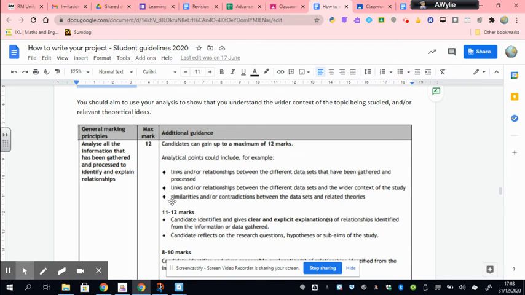In this case, instead of a link, you'd be looking at the similarity between your results and the data sets and theories from other people's work, or maybe contradictions where your results are different from other people's work or other people's theories. Okay. The final way you can be really clear with these relationships is where you draw my attention explicitly to any relationships or links between your results and the much bigger picture of what's maybe going on in the country or in the world in general.